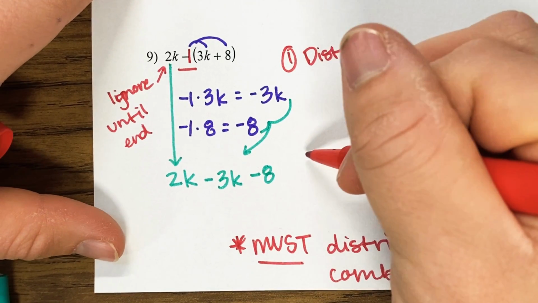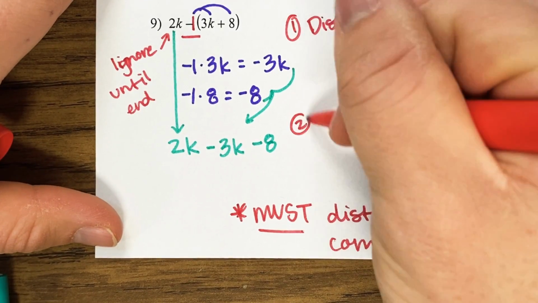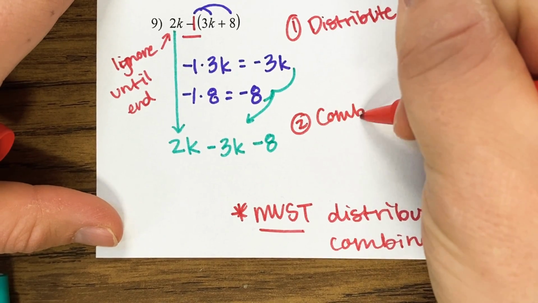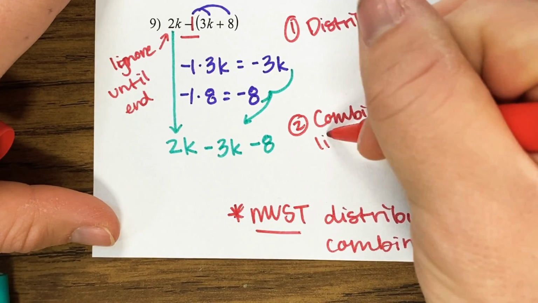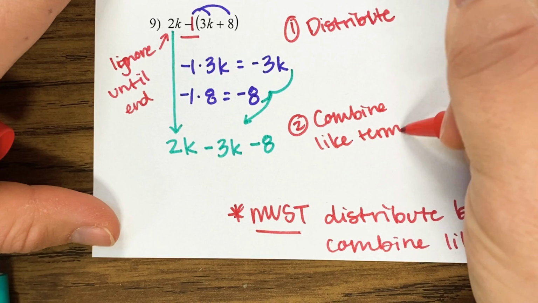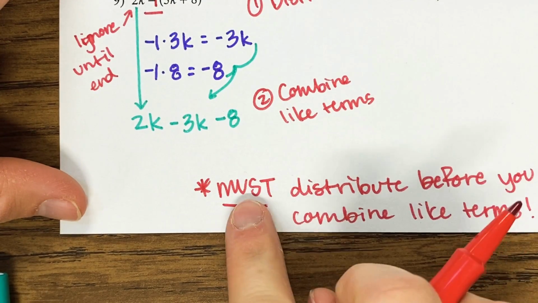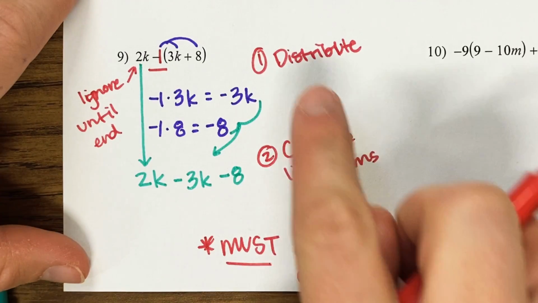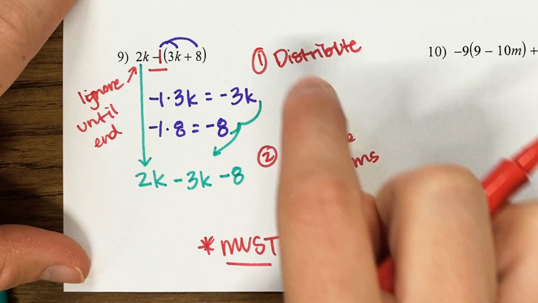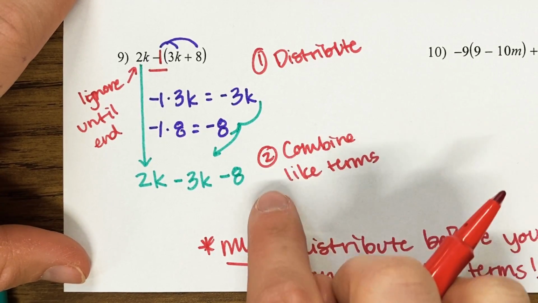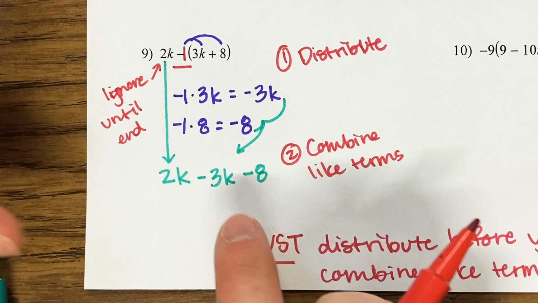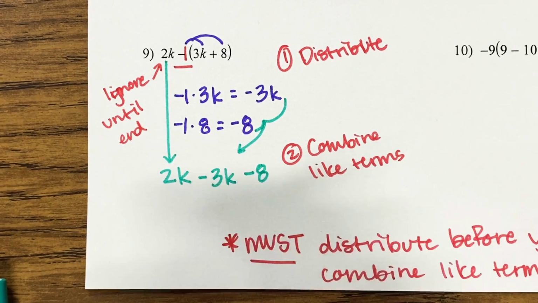Distribute. Okay, and our second step that we're going to do right here is to combine like terms. Okay, and we already made that note that we must distribute before we combine like terms. Okay, so your first step is to distribute. Your second step is to combine like terms. So let's look at 2k minus 3k minus 8.